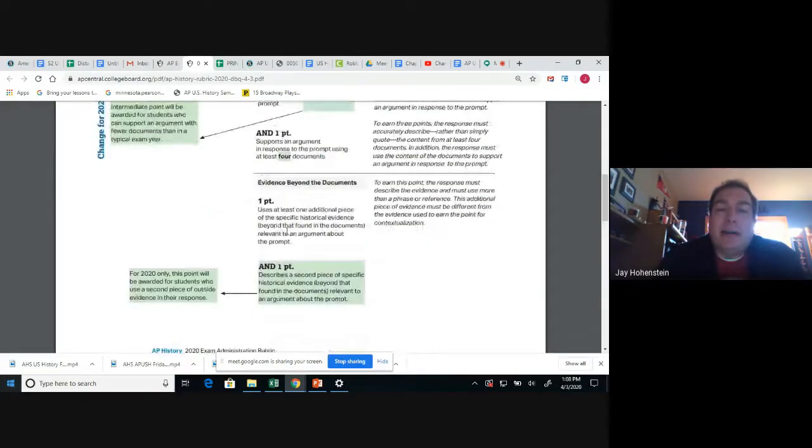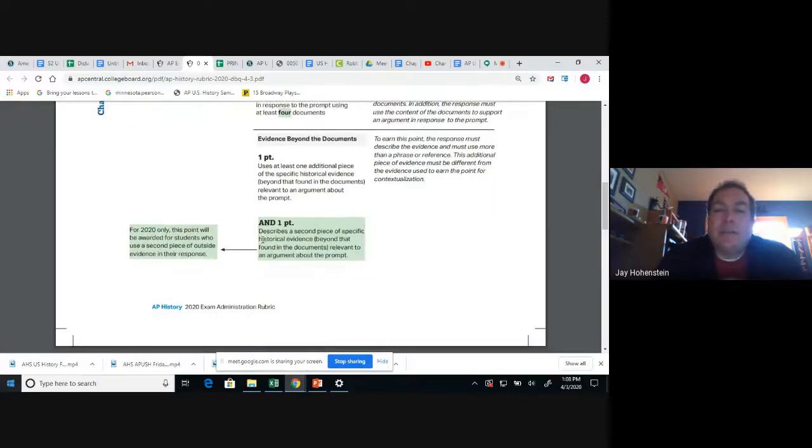Down here, for evidence beyond the document, you could earn on the old test an additional point for using one additional piece of outside information that wasn't in the documents. For this year, you will earn a second point if you do that a second time. For many of us, we were starting to get pretty good at slipping in proper nouns, specific details, and filling our essay with information. If we can just do this a second time well, with a piece of outside information that's not mentioned in the documents themselves, it could be a topic that's covered but not necessarily used in the proper noun sense. That could earn you that point.